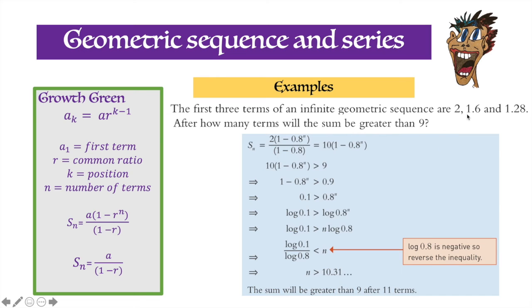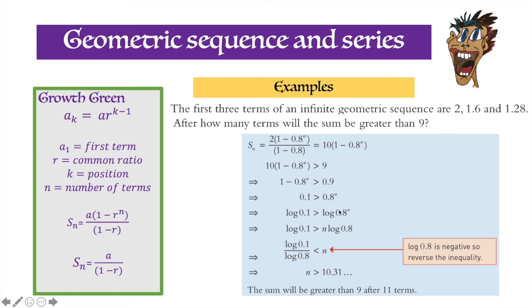I can quickly work out that r is 1.6 divided by 2, which is 0.8. I know that my a value is 2. So here, 2 divided by 0.2 is 10. That's where I get that term from. And it's when is the value of n such that this expression here is greater than 9? So divide both sides by 10.